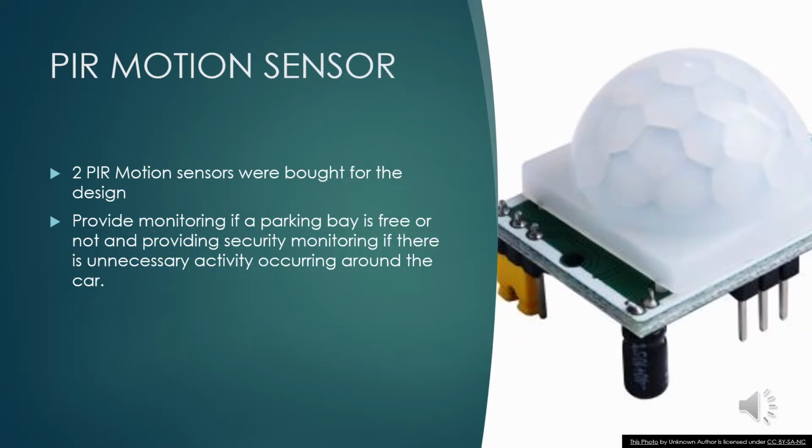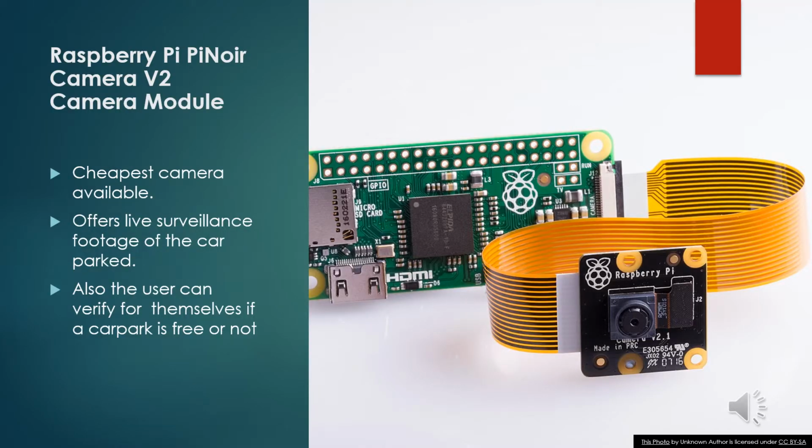Two motion sensors were needed to monitor the parking bay, and the full description of how they were set up will be explained in detail in the next few slides. The Raspberry Pi camera proved to be essential for the module because it provided the ability to stream live surveillance of the parking bay.